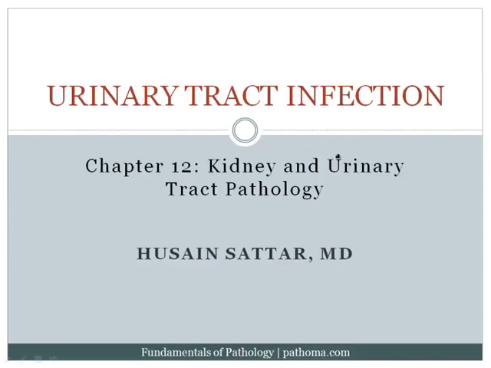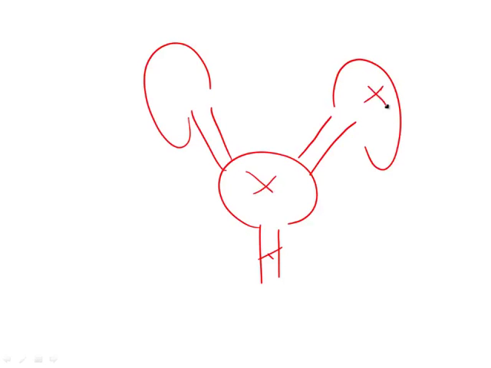Okay, moving on to urinary tract infection, let's just remind ourselves that we've got this urethra, which is draining the bladder, and of course what feeds into the bladder are the ureters, and those are coming off the kidney. So in urinary tract infection, we can have infection of the urethra, the bladder, or the kidneys.